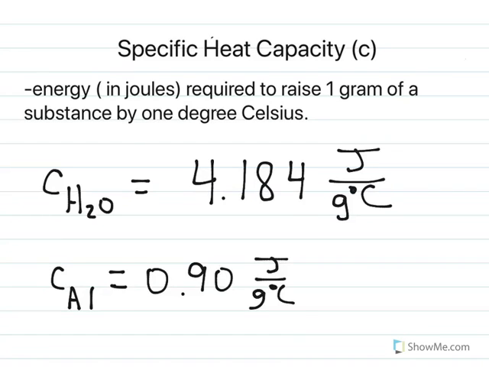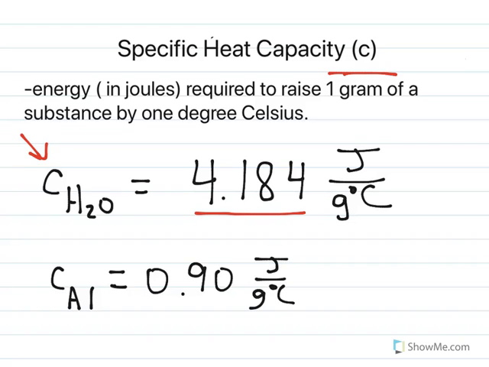The specific heat capacity of a substance is defined as the energy, which is measured in joules, that's required to raise 1 gram of that substance by 1 degree Celsius. So for example, and the specific heat capacity is notated with a lowercase c, the specific heat capacity of water is 4.184 joules per gram degree Celsius.